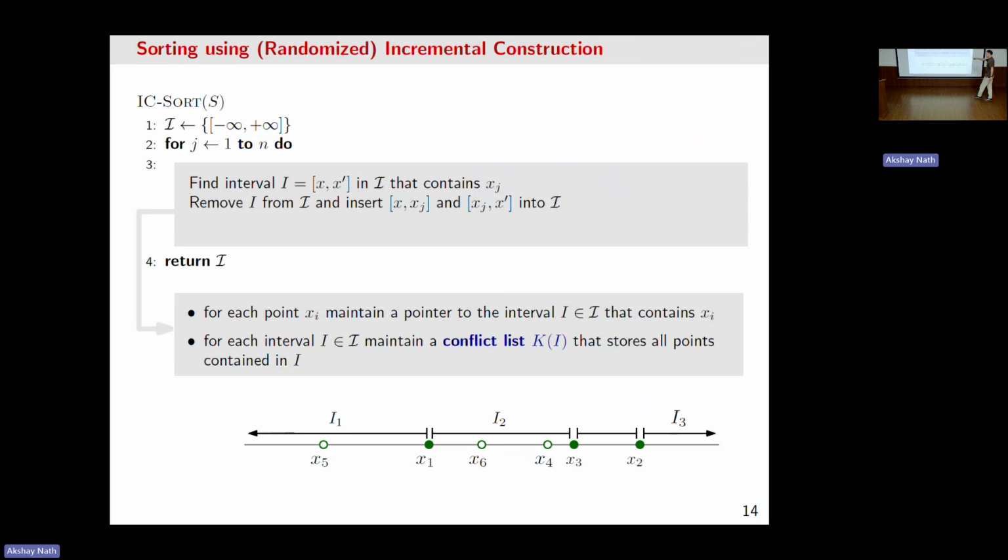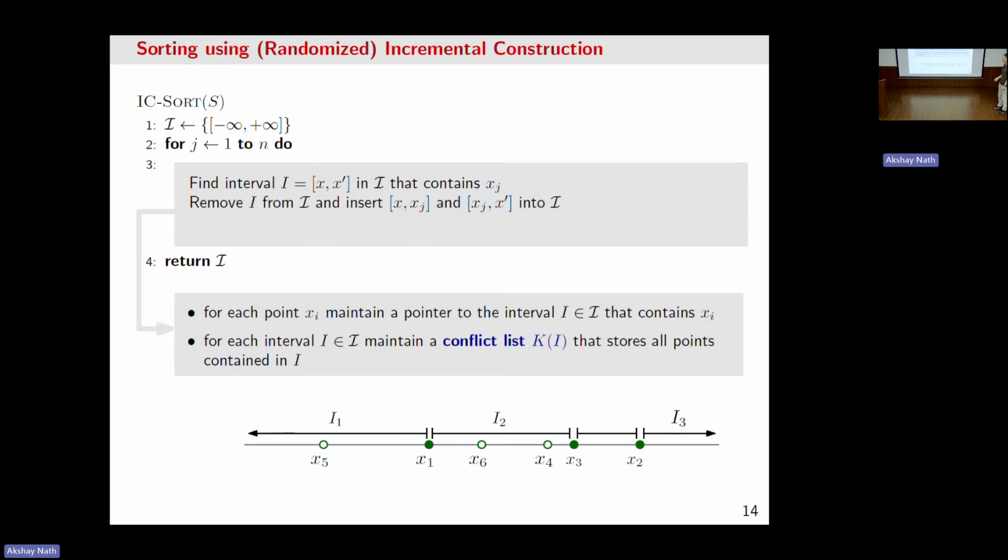And also for each interval, I do sort of the reverse. I look at which points have a pointer to me, so which are contained in my interval, and I maintain a list of those. Here the conflict list of interval I2 would be x4 and x6.